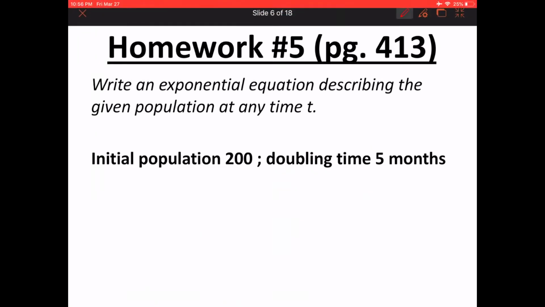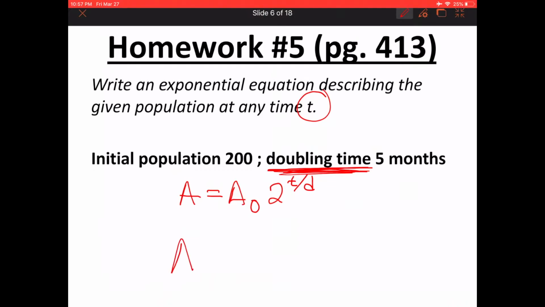So here is our first example. Write an exponential equation describing the given population at any time t. If the initial population is 200 and the doubling time is 5 months, here is my key phrase. If there's a doubling time, that means I'm going to use the doubling formula, which is A equals A sub 0 times 2 to the t divided by d.